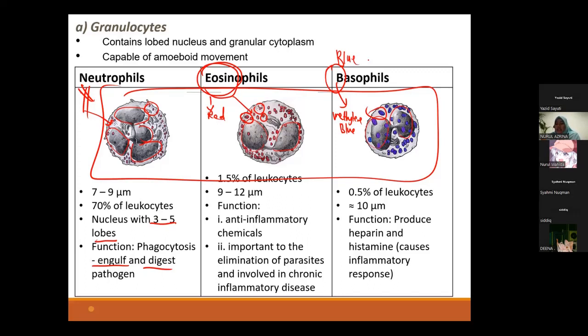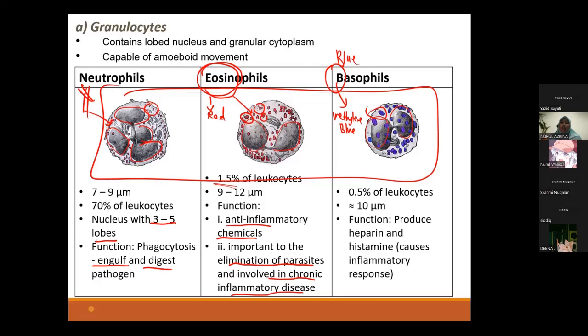Next, let's go to the distribution and also function. Eosinophil is around 1.5% of leukocytes, and its size is quite bigger compared to neutrophil. The function of eosinophil is involvement in anti-inflammatory chemicals. Another quite important function of eosinophil is to eliminate parasites, and it is also involved in chronic inflammatory disease.